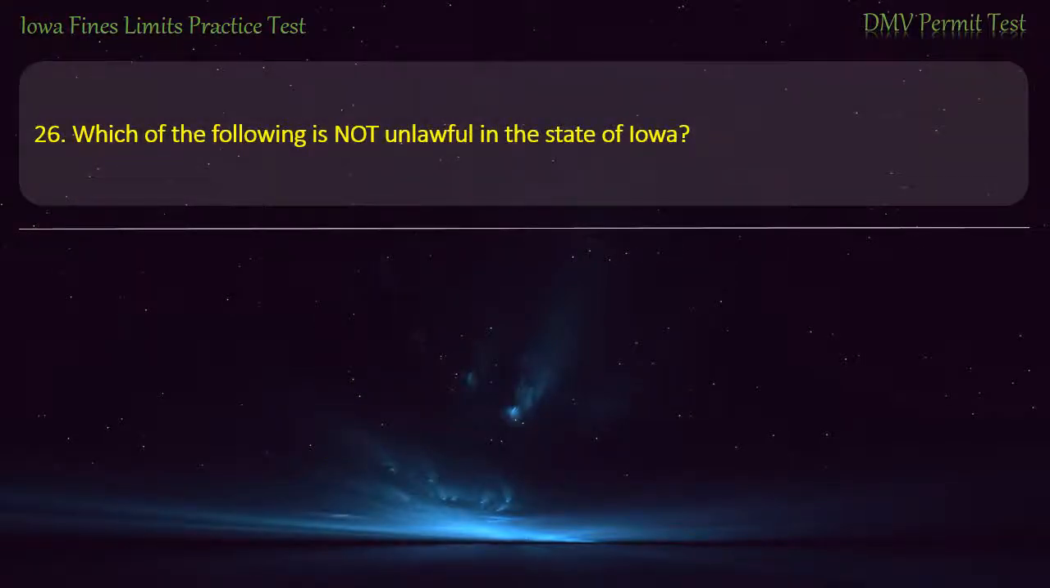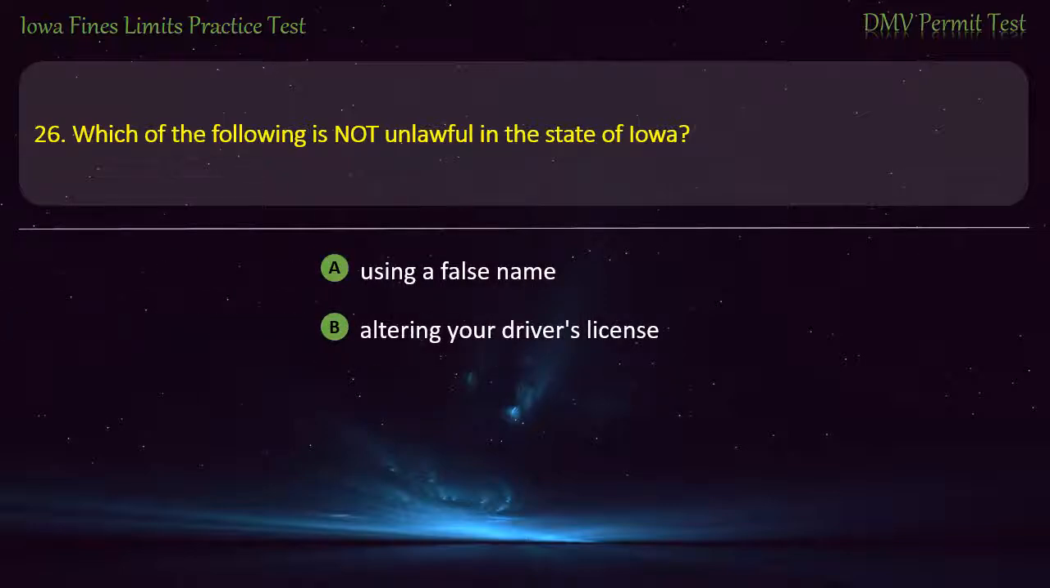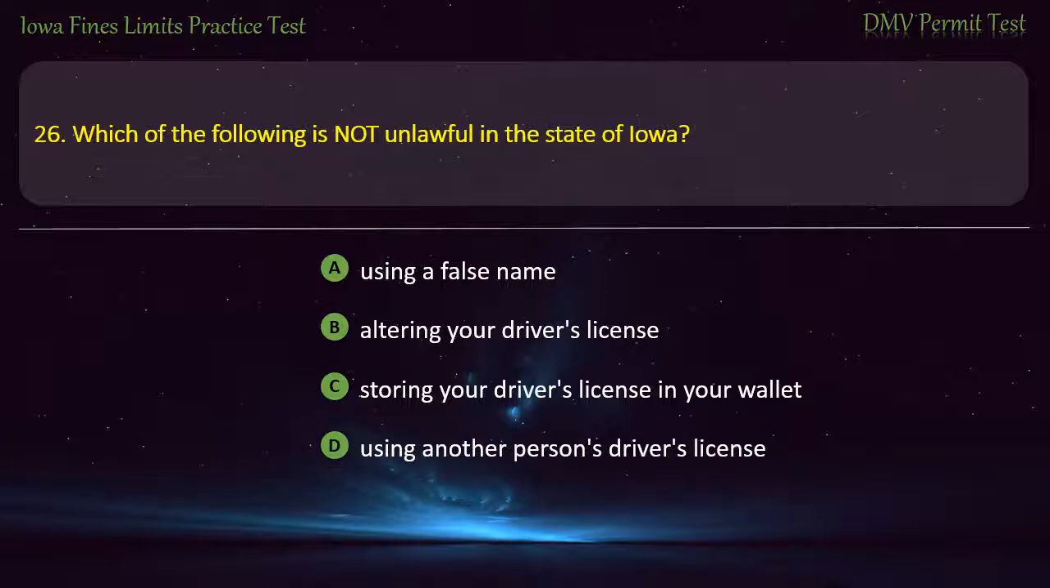Question 26. Which of the following is not unlawful in the state of Iowa? Using a false name. Altering your driver's license. Storing your driver's license in your wallet. Using another person's driver's license. Answer: Storing your driver's license in your wallet.